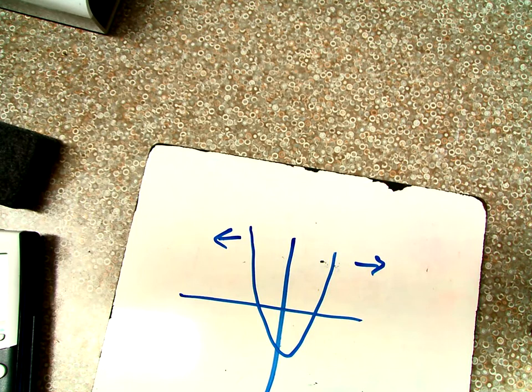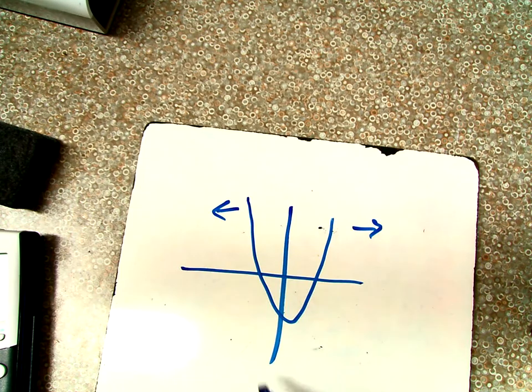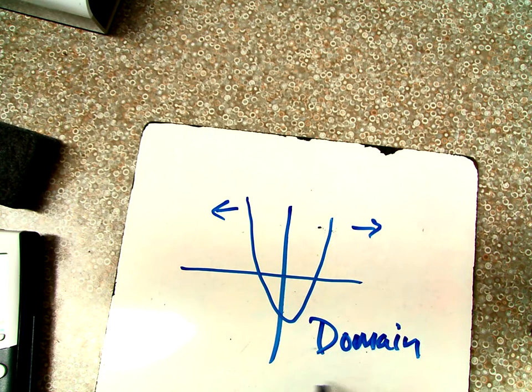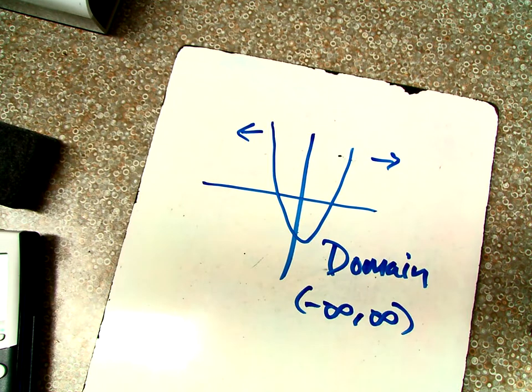We don't care about up or down for domain. So the domain for this function is negative infinity to positive infinity. And always parentheses for infinities. You can't have infinity. It's not a number. It's actually like a moving number. It's always growing negatively and always growing positively. So it doesn't start or stop anywhere.